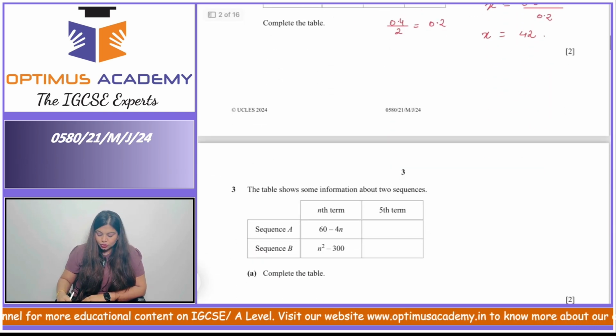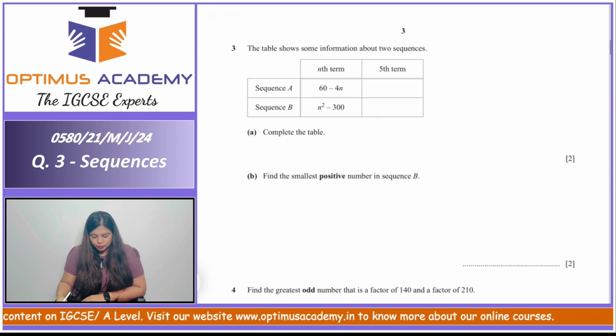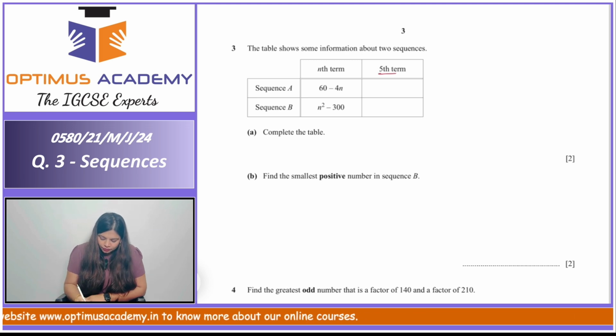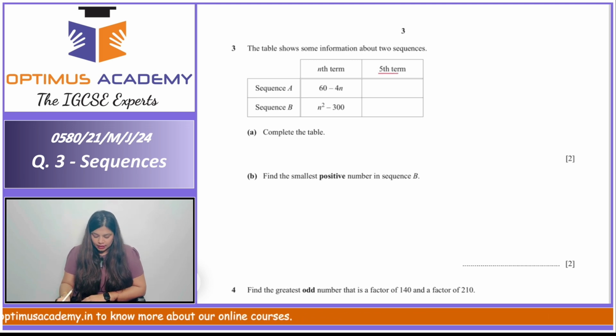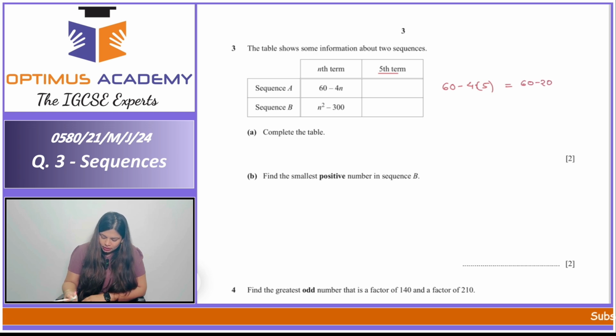Moving forward to question 3. In question 3, the table shows some information about two sequences. Sequence A being 60 minus 4n. We had to find the fifth term in the sequence. That is, we will substitute 5 in place of n. When we solve this, we get 60 minus 20, which would be 40.